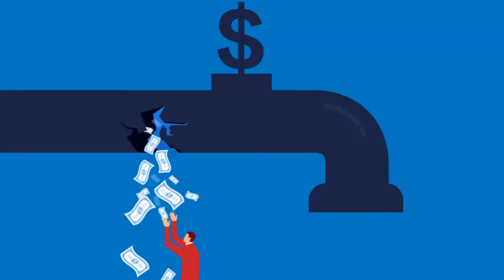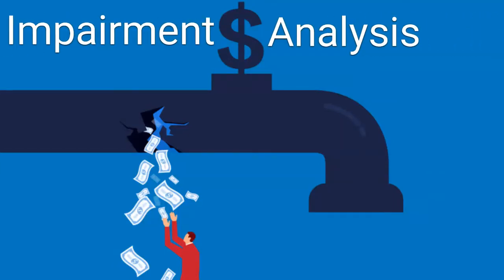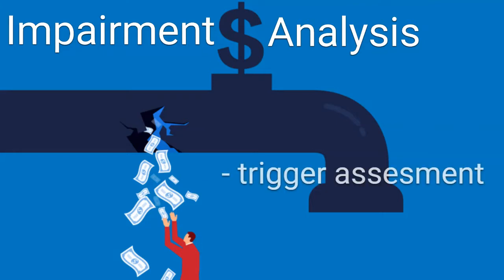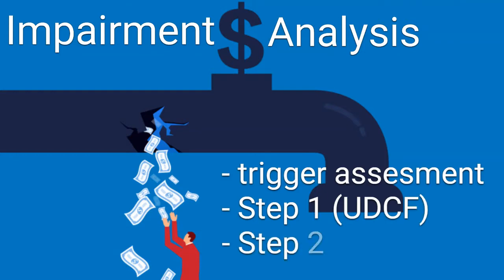Hello everyone. Today's topic is going to be how to perform an impairment analysis. The topic could be quite complex, so we are going to start from the basics, go through a trigger analysis, all the way through a Step 1 and Step 2 impairment analysis.